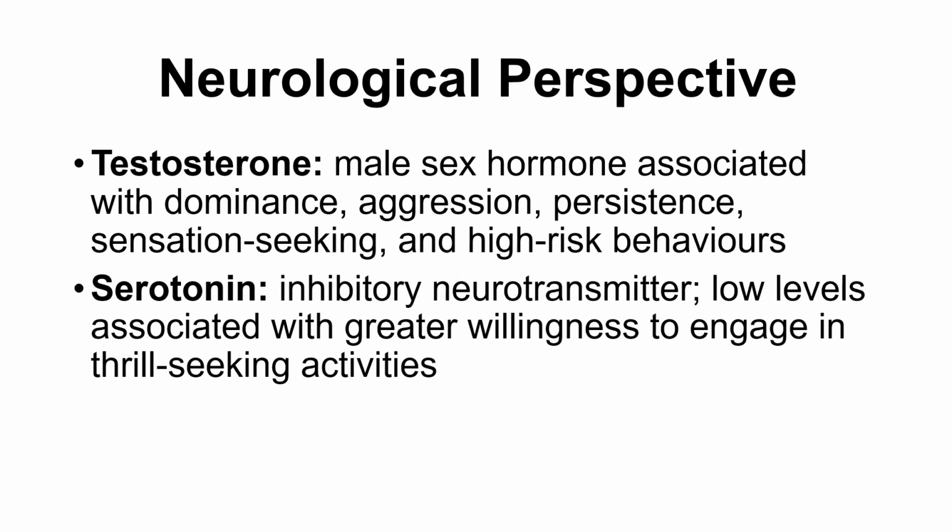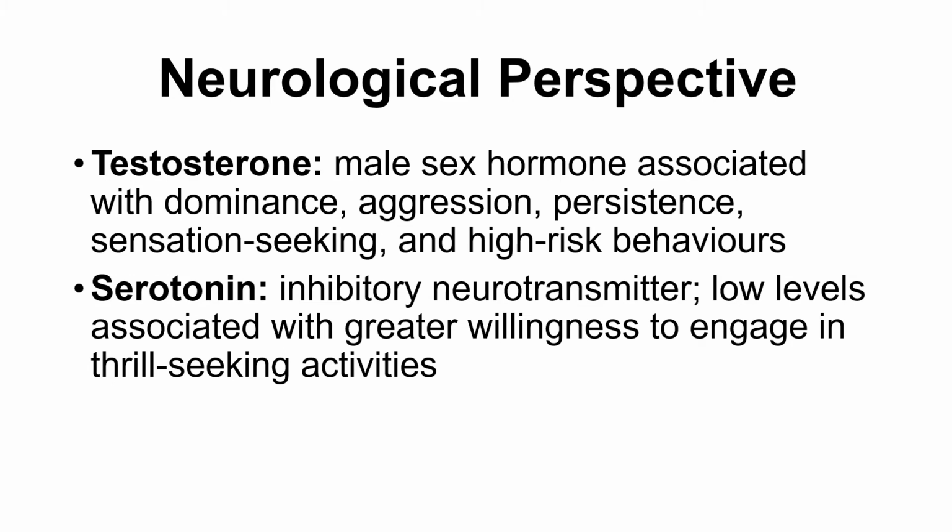We're going to look at two major hormones slash neurotransmitters. The first of which is testosterone. This is a male sex hormone, and it's associated with characteristics like dominance, aggression, persistence, sensation seeking, and other high-risk behaviors.